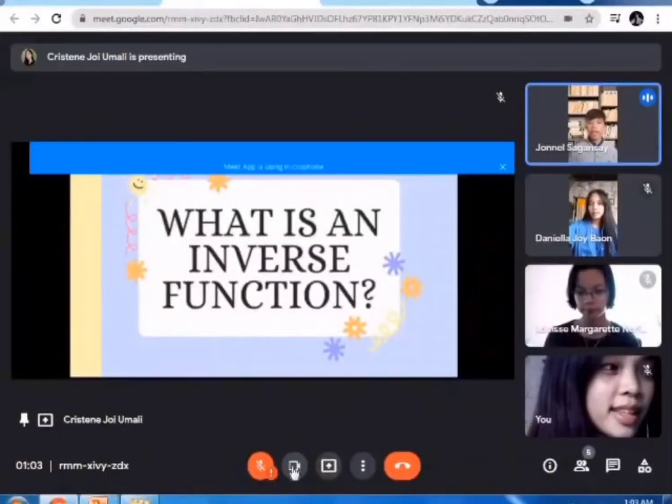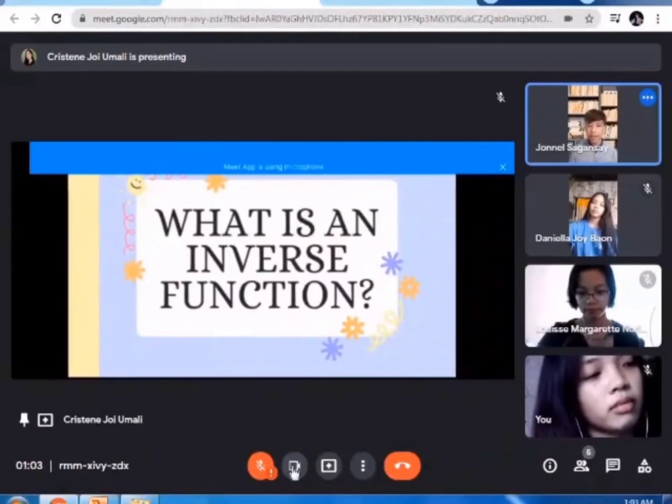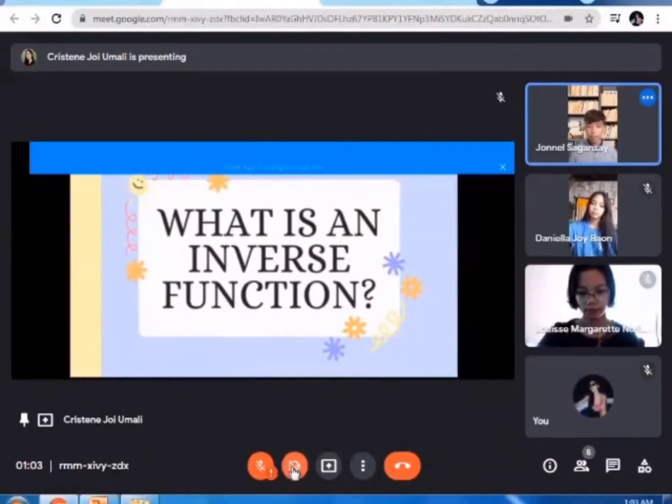Good day, everyone. Now we were going to talk about inverse function. But before we proceed on that topic, we talked about rational functions, right? Yes po. Rational function is related to our topic, which is inverse function. What is an inverse function?